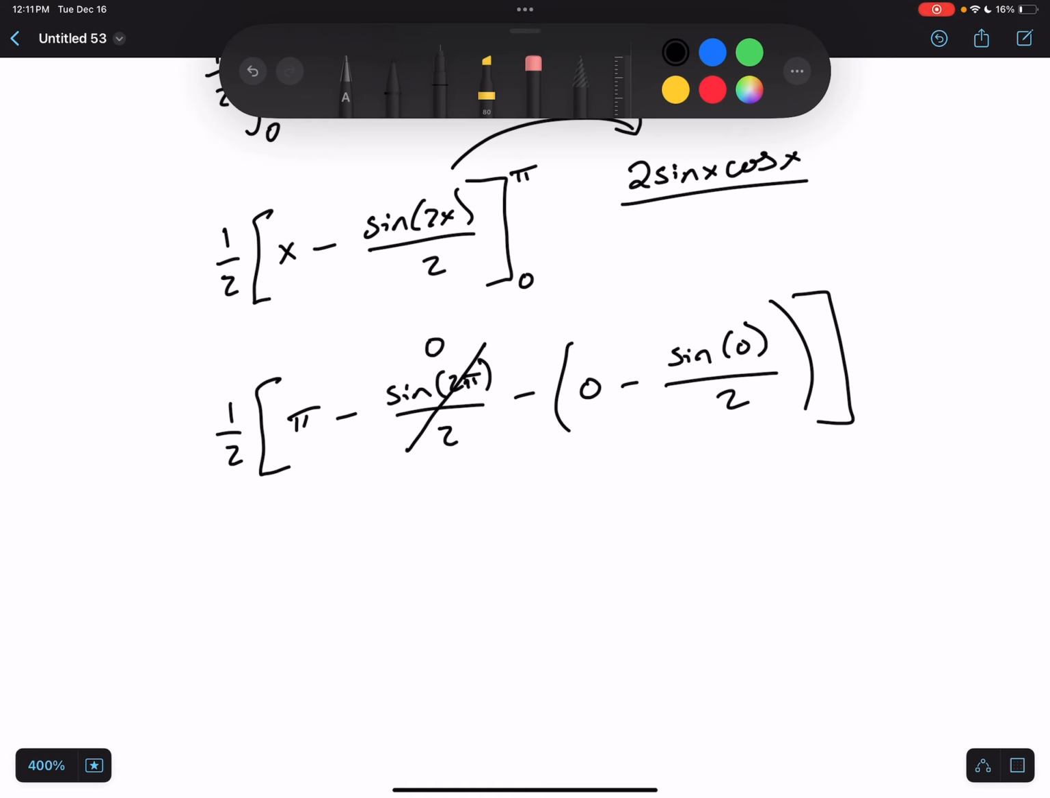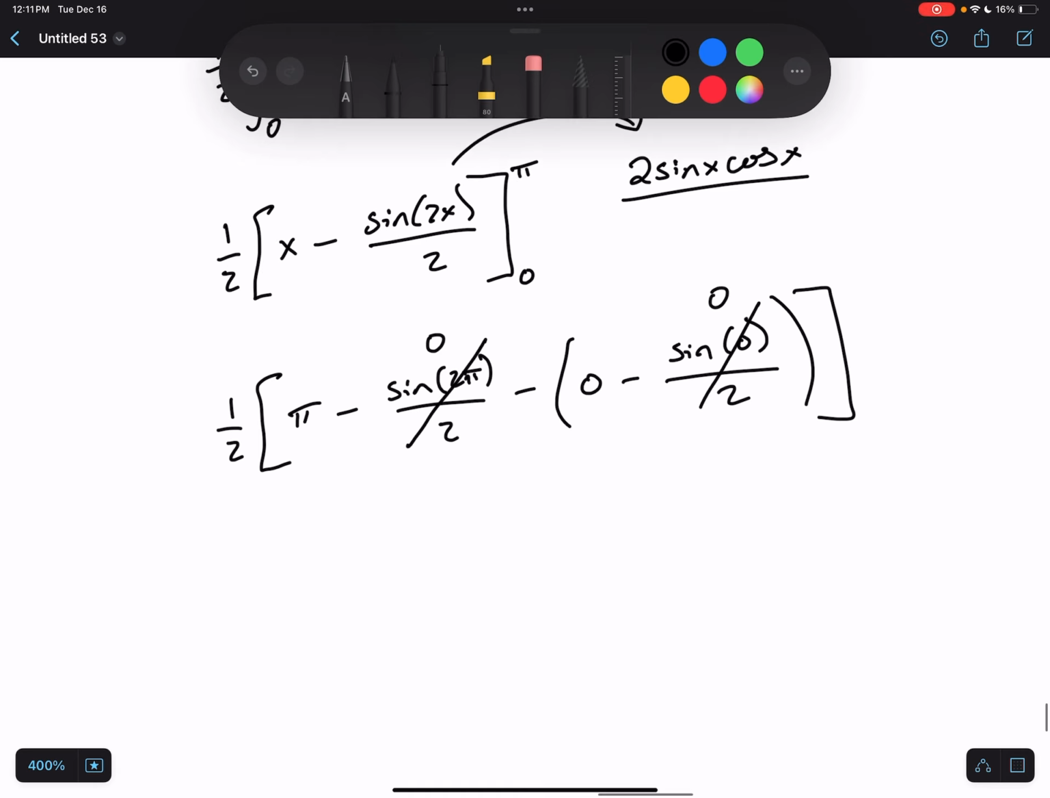And the same thing at 0, it's actually the same point on the unit circle as 2 pi, so that is 0. So what this really is pi minus 0 minus 0 minus 0, which is just pi, and it's all times 1/2, so the answer is pi over 2.